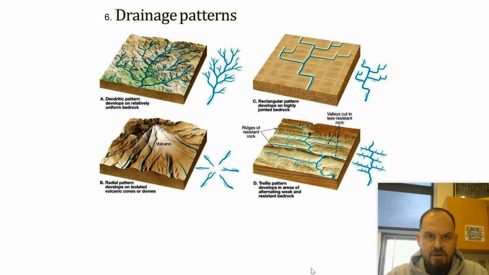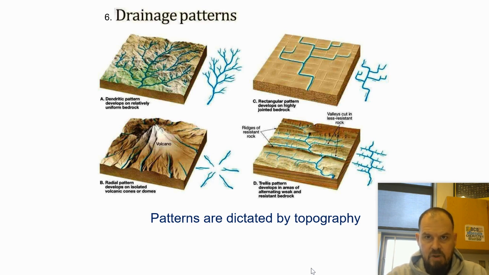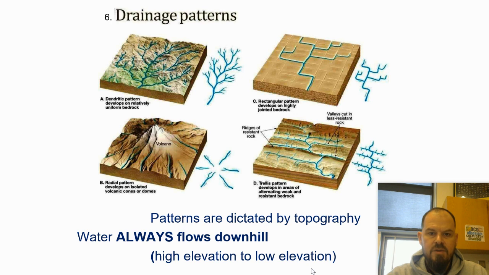And the reason why all these pictures are here is because it's dictated by topography, like what is the lay of the land, so to speak. Water always flows downhill, high elevation to low elevation. That should come pretty naturally to everybody. That water is going to flow downhill. It can never go uphill. Gravity is just too strong.